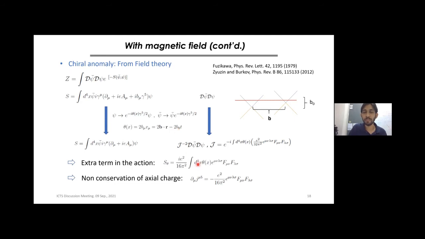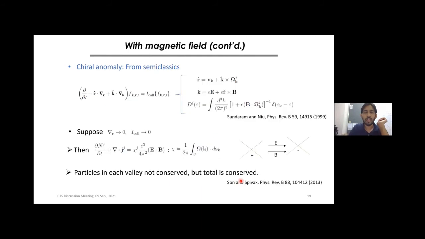And once you have that, it tells you that the corresponding Noether's current, which is your chiral current or the axial current, is not conserved anymore, but just this. And this is exactly the E·B that we just saw in the last one. Okay, the final slide is the same chiral anomaly from semi-classics.